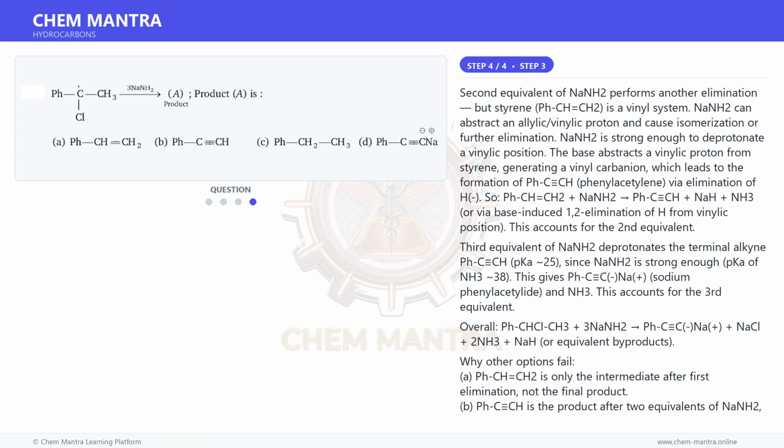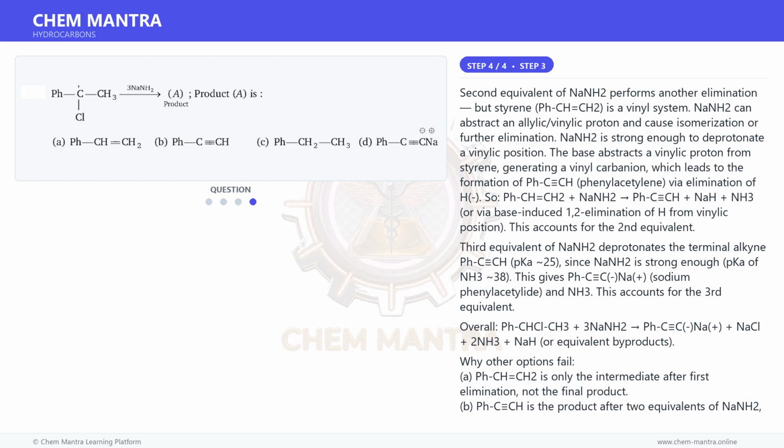The third equivalent of NaNH2 deprotonates the terminal alkyne PhC≡CH, pKa 25, since NaNH2 is strong enough, pKa of NH3 38. This gives PhC≡C-Na+, sodium phenylacetylide, and NH3. This accounts for the third equivalent. Overall, PhCHCl-CH3 plus 3 NaNH2 gives PhC≡C-Na+ plus NaCl plus 2 NH3, or equivalent byproducts.